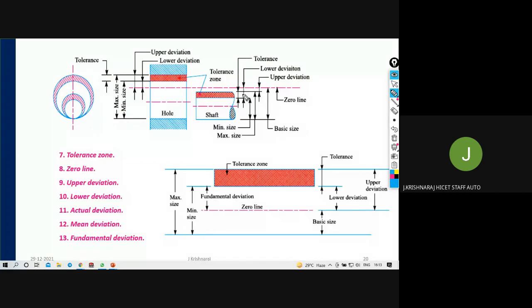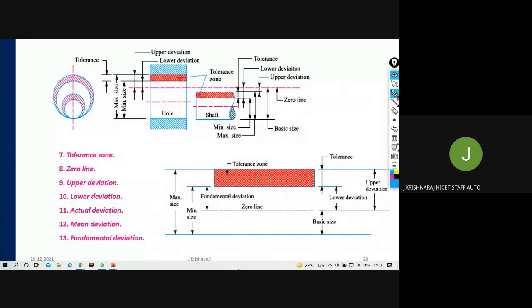The next is the upper deviation and lower deviation. From the zero line, the maximum limit deviation is called the upper deviation. The lower deviation is similar. Measure from the zero line, from the center line.